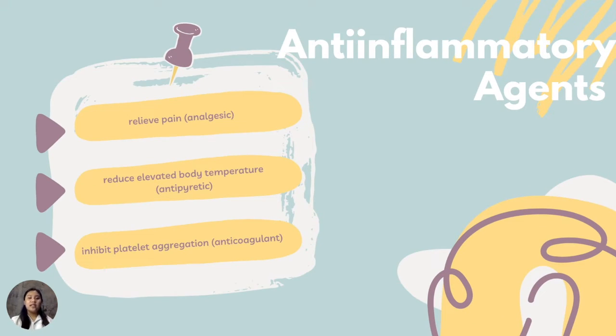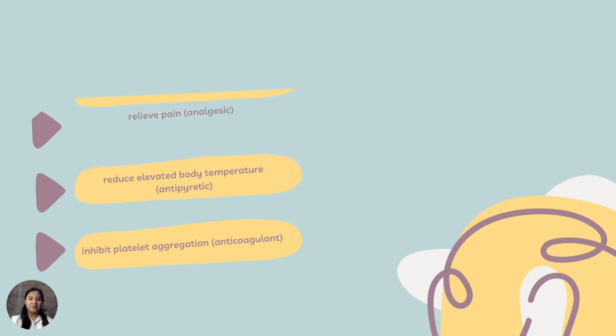Anti-inflammatory agents. So these anti-inflammatory agents help relieve pain. Our drugs under the category analgesics relieve pain, our antipyretics reduce elevated body temperature, and then some inhibit platelet aggregation, or anticoagulants. These drugs, such as aspirin, inhibit the biosynthesis of prostaglandin and are therefore called prostaglandin inhibitors. Because prostaglandin inhibitors affect the inflammatory process, they are commonly called anti-inflammatories or anti-inflammatory drugs.